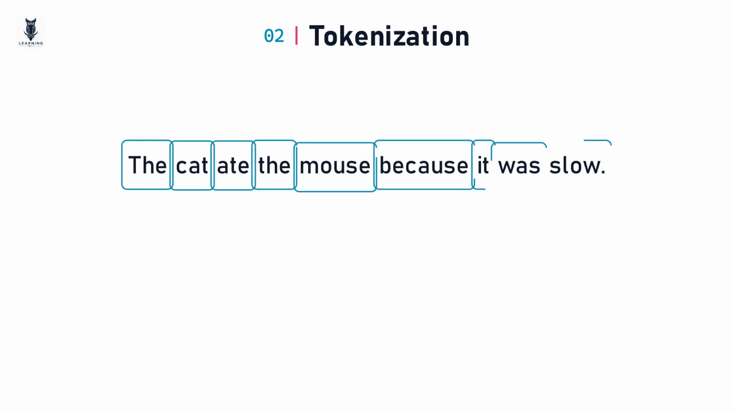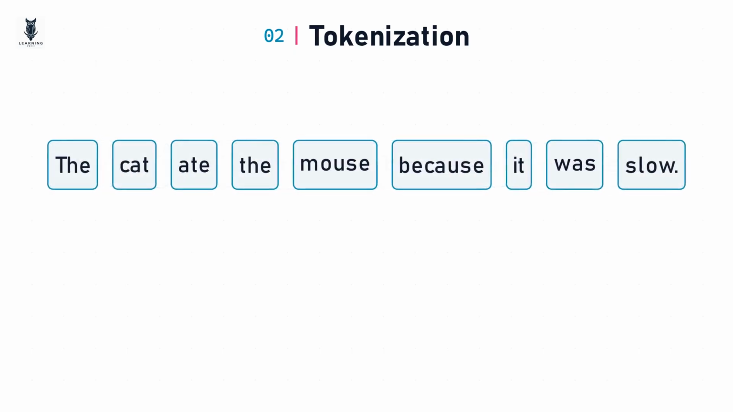First step, split. An AI doesn't read words the way we do. It breaks the text into small units called tokens. Often a token is a word, but not always. Watch our sentence split apart: the, cat, ate, the, mouse. Each block becomes a piece the model can handle. The sentence is no longer a continuous line, it's an ordered sequence of tokens.